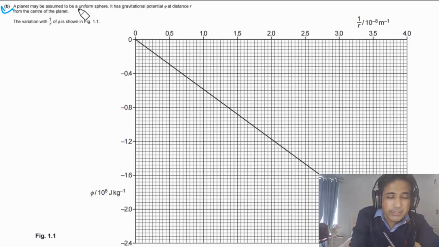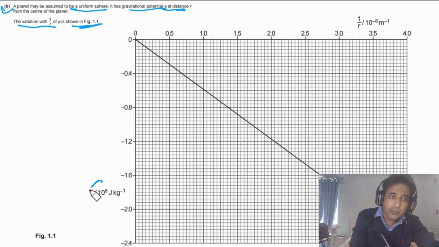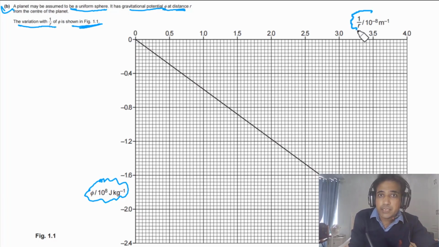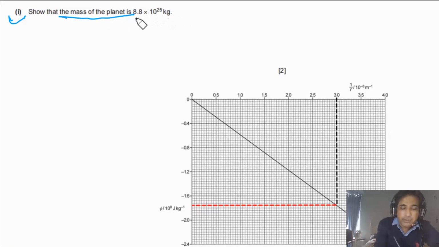Part B says a planet may be assumed to be a uniform sphere. It has gravitational potential phi at distance r from the center of the planet. The variation of phi with 1 over r is shown in figure 1.1. On the y-axis we have the value of potential, and on the x-axis we have 1 over r, where r is the distance from the center of the planet. Part A says show that the mass of the planet is 8.8 times 10 to the 25 kg. So how can we figure out the mass?